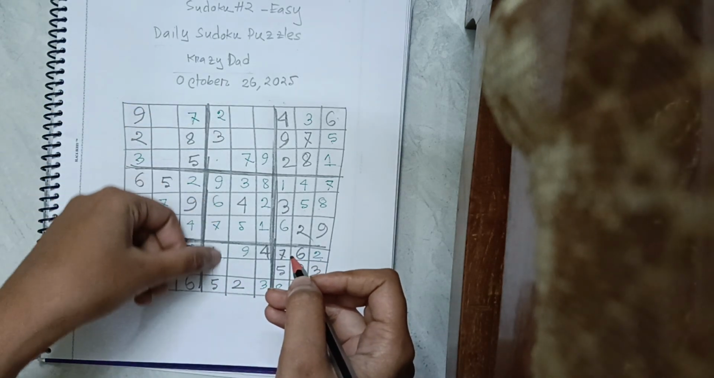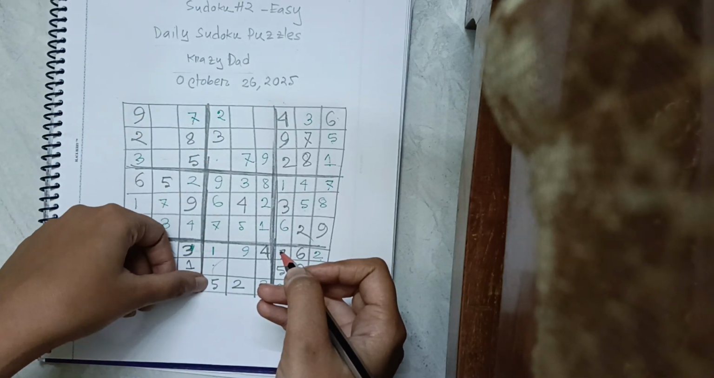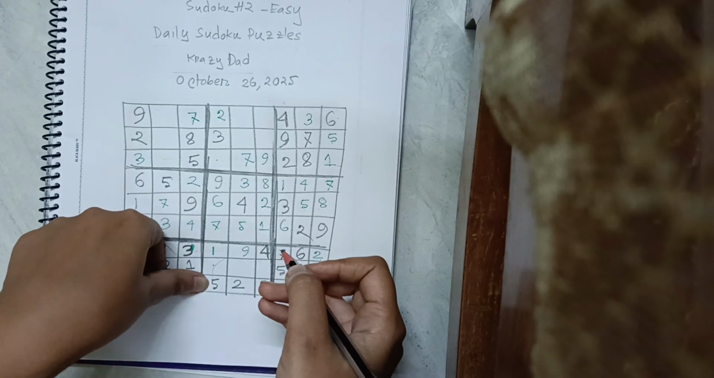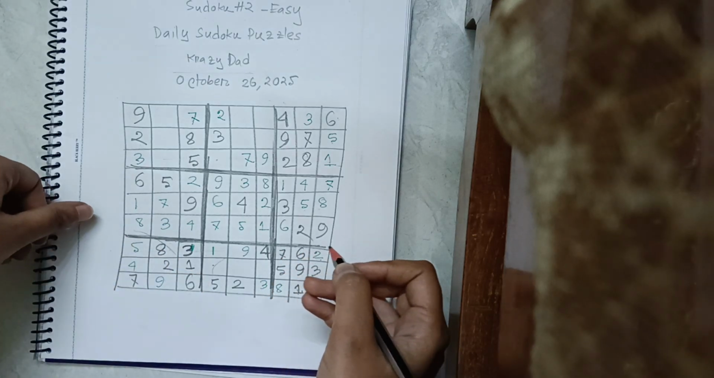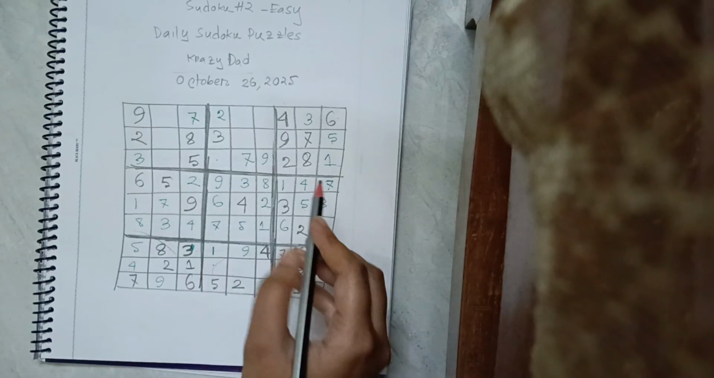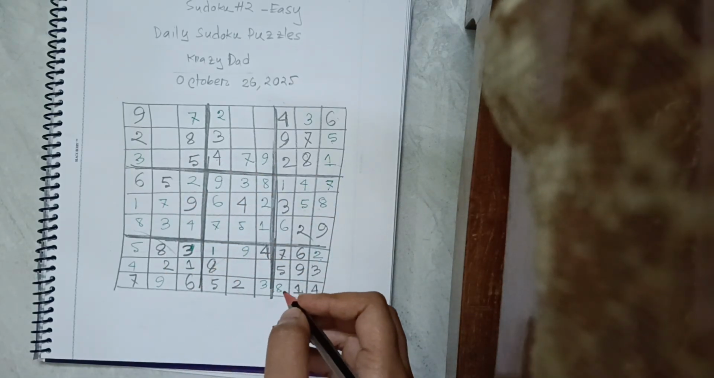So let's choose this column now. What about the missing numbers? The missing numbers are 4 and 8, right? We cannot write 4 in this box because 4 is already in this row, so we can write 4 here. So 8 can be written here.